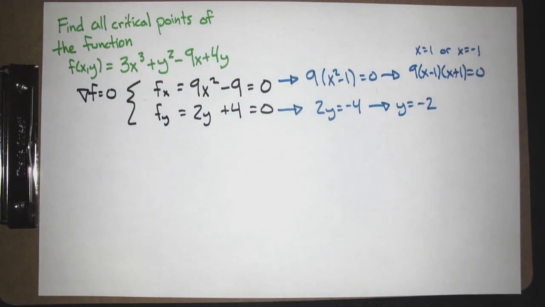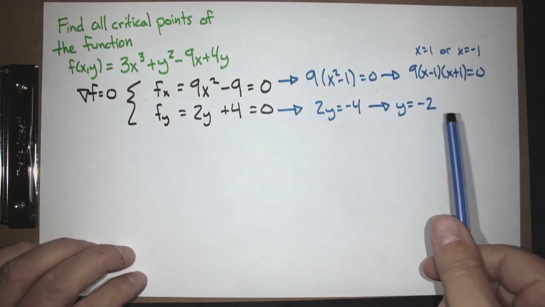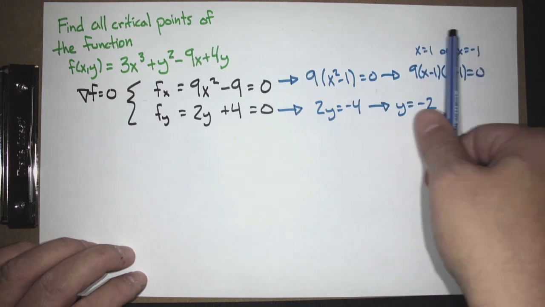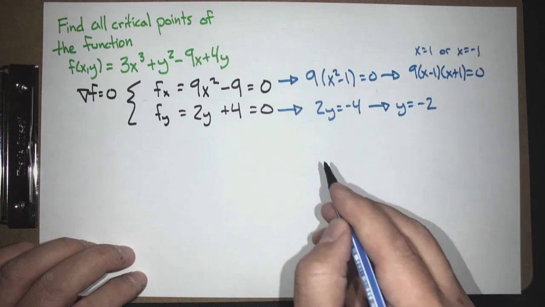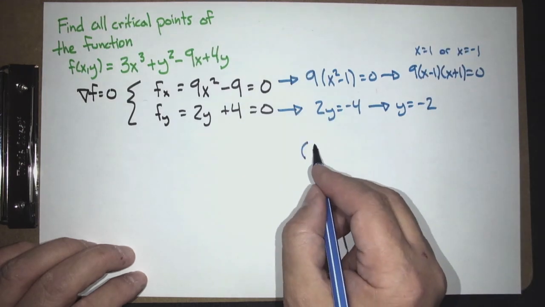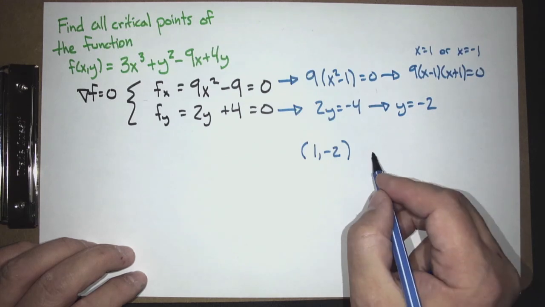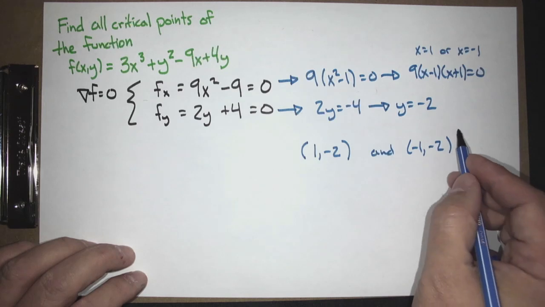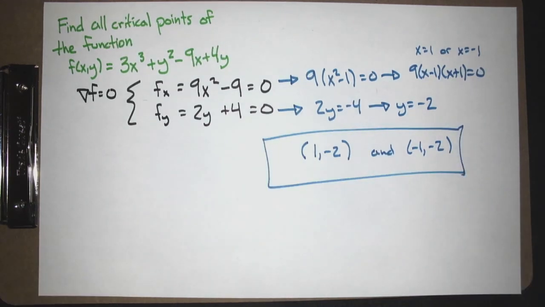So how many critical points will we end up having here? I've heard 1, 2, 3, and 4. One of those is probably correct. Keep in mind, both equations have to be true. So this tells us our critical point has to have the y value be negative 2. This one tells us we have to have the x value be 1 or negative 1. So that gives us two possibilities: 1, negative 2, and negative 1, negative 2. Those are all of the critical points. There's no others.